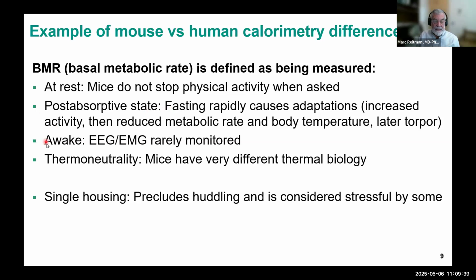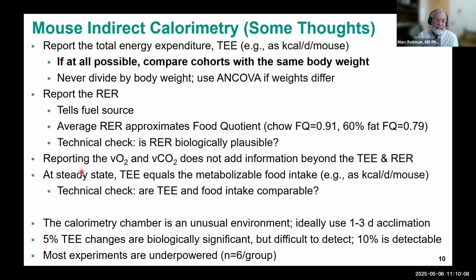In mice, we typically do not measure EEGs and EMGs to know if a mouse is awake or asleep when you're measuring it. And finally, humans are measured at thermoneutrality, BMR is measured at thermoneutrality, but mice have very different thermal biology. So to try and report a BMR in a mouse is a really difficult task compared to the routine way it's measured in humans. So my last sort of didactic slide on mouse indirect calorimetry is just a plea that you report the total energy expenditure as a rate per animal.